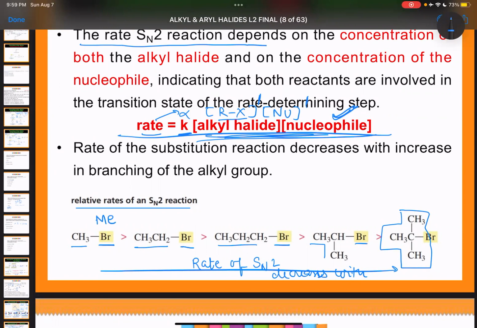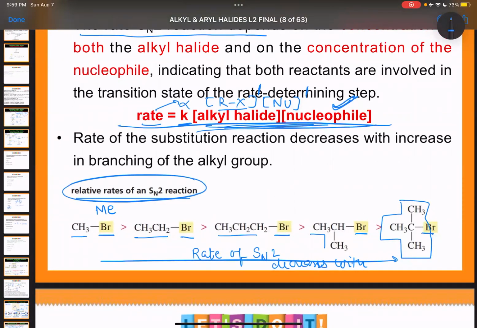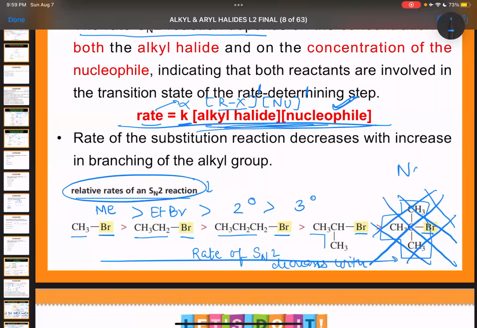But here you have the same Br leaving group, and if you keep all the concentration the same, just you change the substrate, then as the substrate is going to become more and more branched, the rate of SN2 decreases. Okay, it becomes slower and slower. So can you tell me what could be the reason for this? And you can note down, on the tertiary alkyl halide, there is no SN2 reaction. Okay, no SN2 on tertiary alkyl halide.